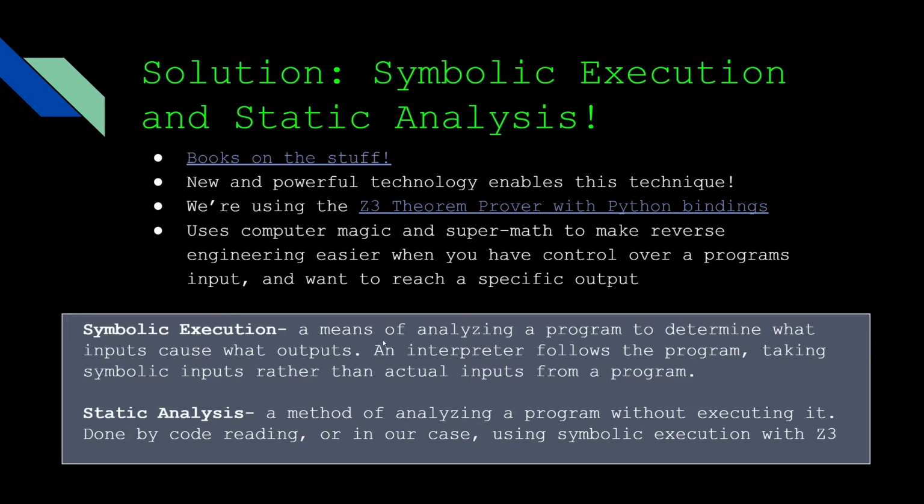So symbolic execution is when an interpreter follows the program, taking symbolic inputs rather than actual inputs from a program. So what does that mean? If we have a C function that takes a number from the user and then adds 5 to it, and then it says, okay, if your number plus 5 is equal to 15, then we'll give you a shell or a password or whatever.